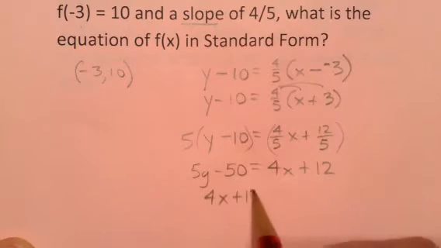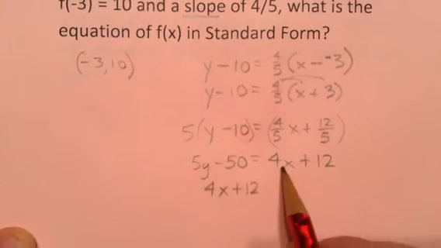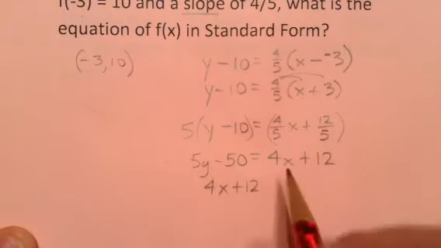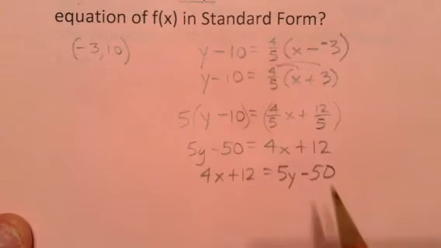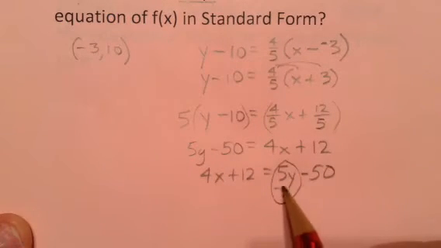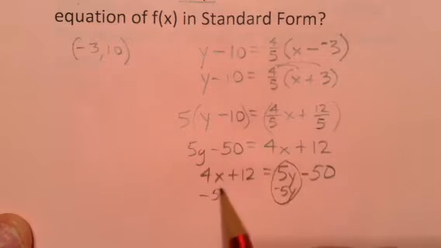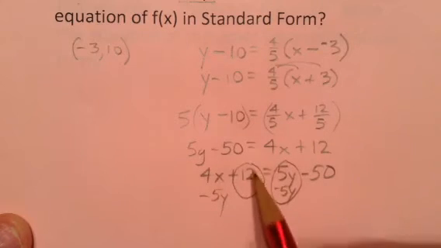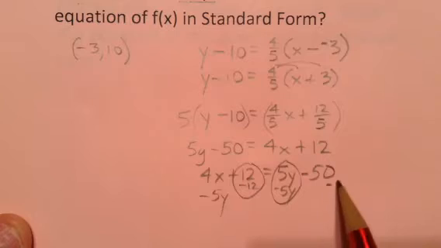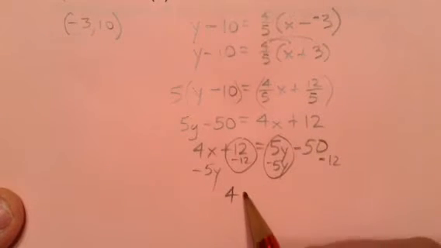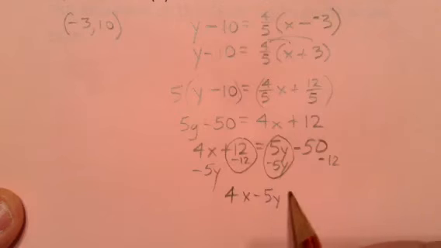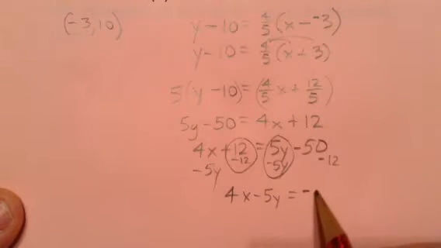I'm going to switch sides because my x term is already positive as it is. And now I need to move this to the other side with subtraction. Need to move this to the other side with subtraction. My answer is going to be 4x minus 5y is equal to -62.